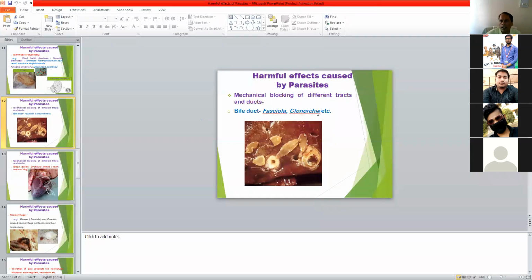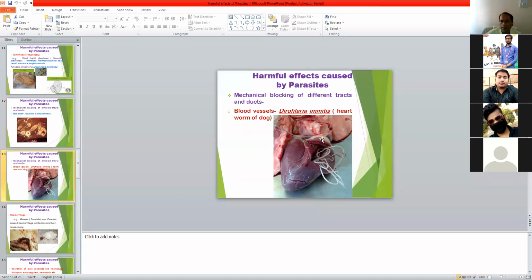Also Clonorchis sinensis, commonly known as the Chinese liver fluke, is also found in the bile duct. This also causes obstruction in the bile duct and leads to hindrance in the function of the bile duct.